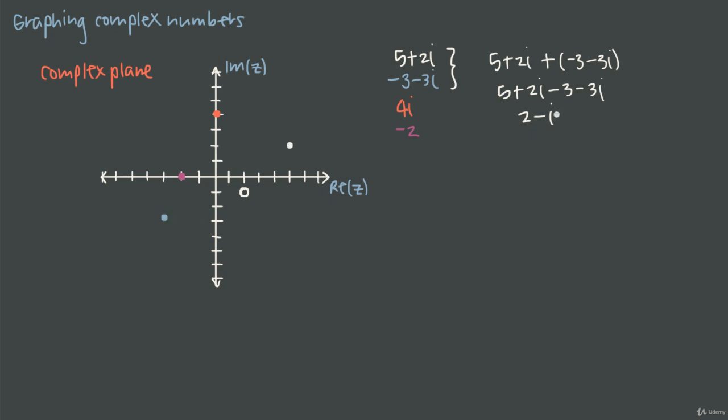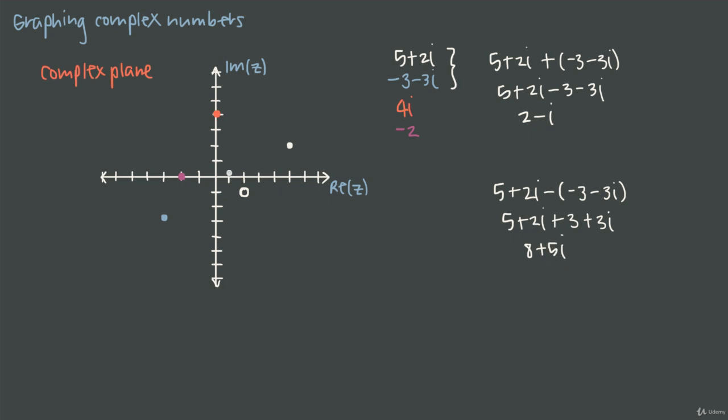And you could also graph the difference of two complex numbers. In that case, we would get 5 plus 2i minus negative 3 minus 3i. If we distribute the negative sign, we get 5 plus 2i minus a negative 3 is plus 3, minus a negative 3i is plus 3i. 5 plus 3 is 8. 2i plus 3i is 5i. So we have the point 8 plus 5i.